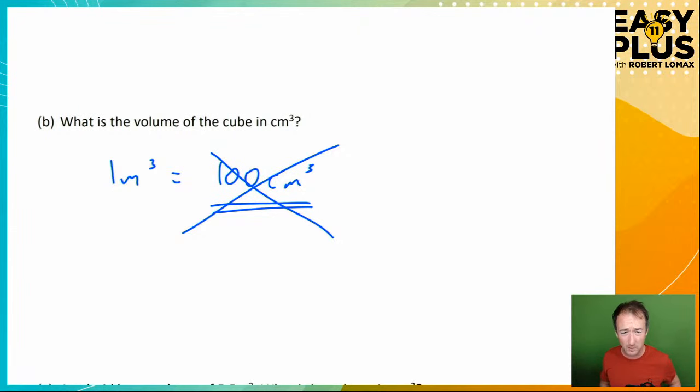Why not? Well, a meter is something like, I can just about fit that on the screen. It's something like that. And the height can be something like that. And the depth something like that. It's a big box. 1 centimeter cubed is something like that. Are you saying that there are only 100 of these in that massive box? I don't think so. Let's work it out.